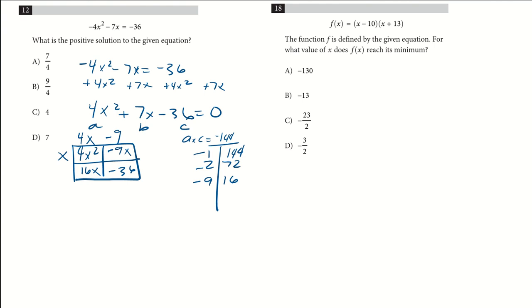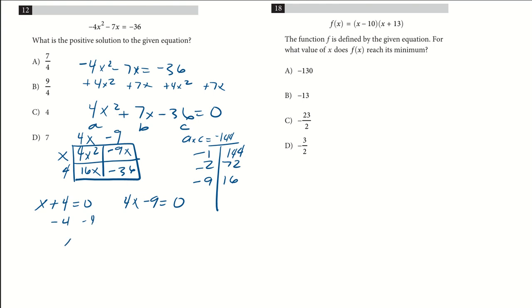And then 16x minus 36, I can pull out a 4. That's the largest thing I can pull out of both of those where they're common factors. Now, the last step is I'm going to set both of these equal to 0. And then that's how I'm going to solve. And this is based on the zero product property.